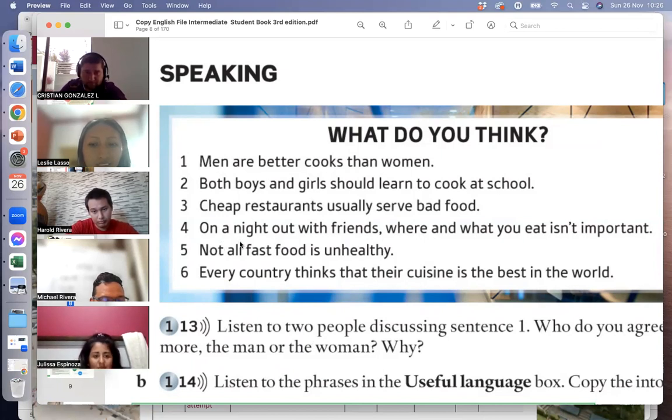Anyone knows? Anyone can guess? What does it mean, on a night out? Salida. Yes, yes. When you go out with your friends, it could be a restaurant, could be a disco, could be a bar, or whatever activities you want. These are called night out. Like I go out of my house to spend some time with my friends.